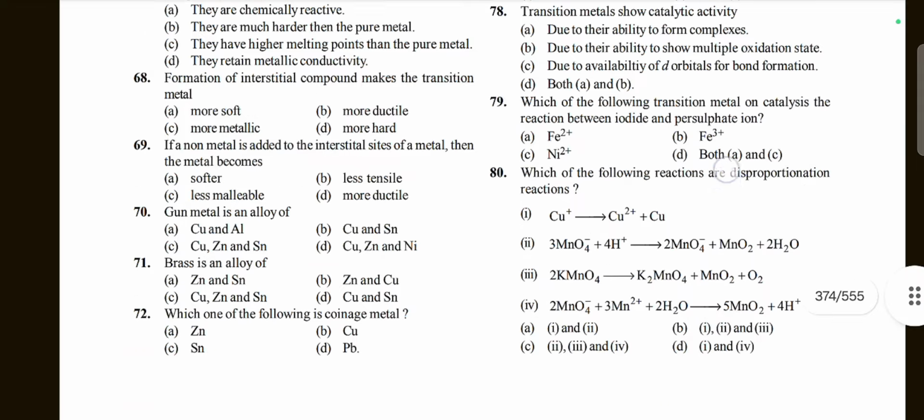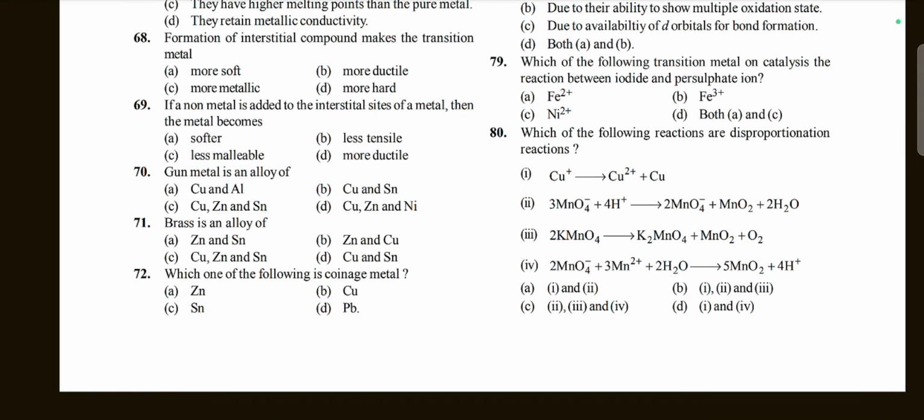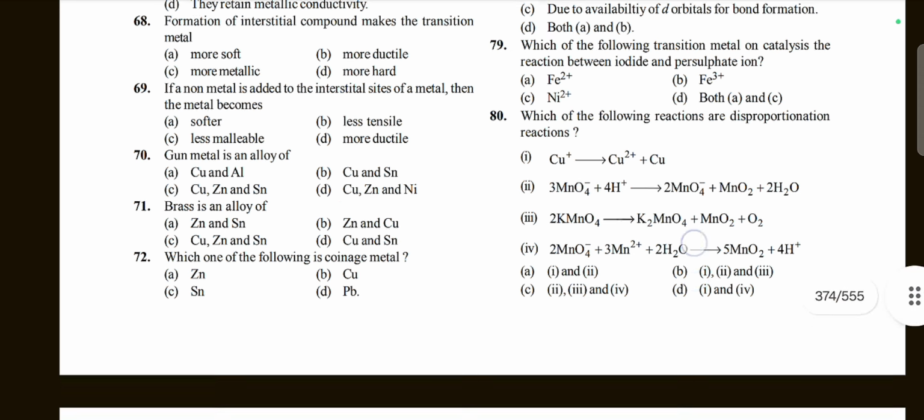Which of the following reactions are disproportionation reactions? So here, first and second are disproportionation reactions. Option A will be correct, 1 and 2.